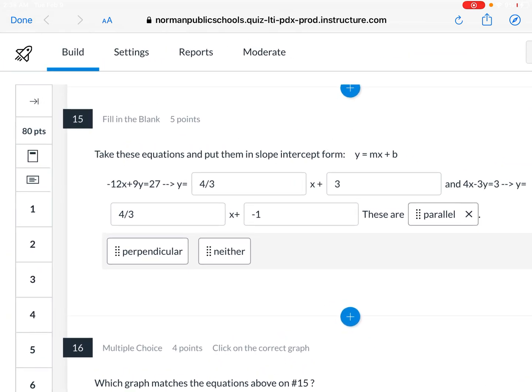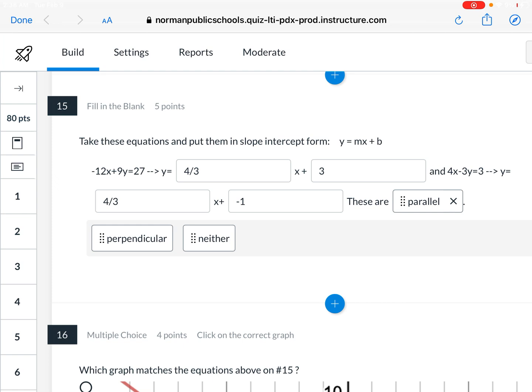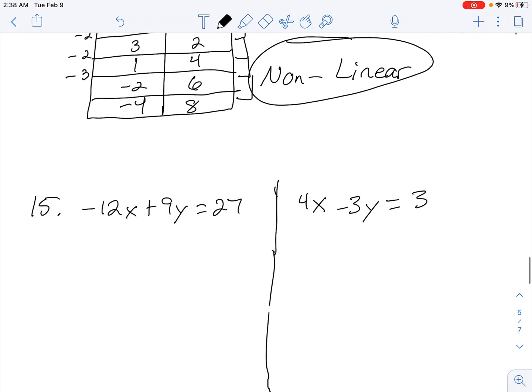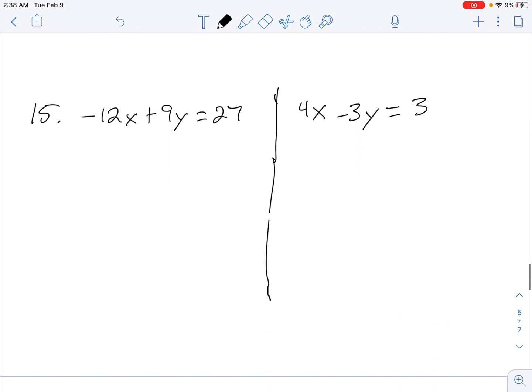All right? Now, this is the big chunk of points that's going to be on your test. Okay? I'm going to want this worked out exactly the way that I worked this out on the sheet of paper. This is for your work that you're going to turn in that's worth points at the end of the test. So it says, take these equations and put them in slope-intercept form, meaning y equals mx plus b.